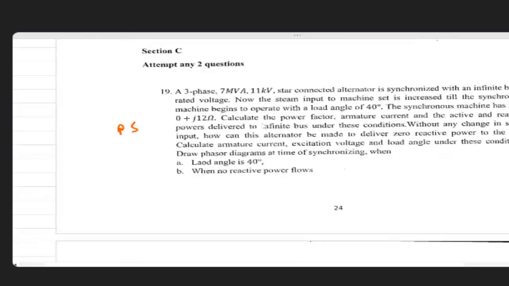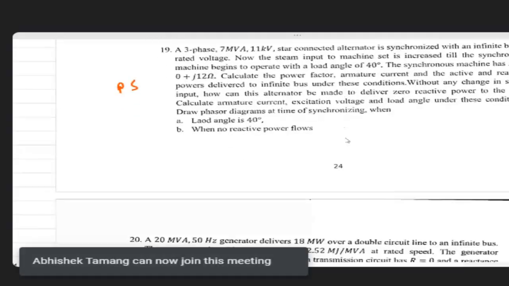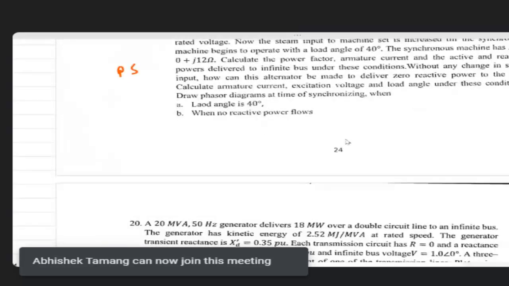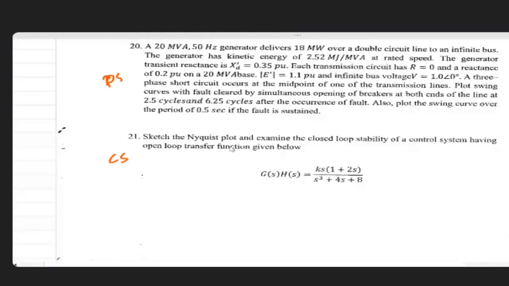And section C, you can see only 2 questions, 25 marks. Question number 19 is from power system. It looks like a very lengthy question, but it is not that lengthy. You can solve it within a few minutes. Okay, question number 21 is what? You have to draw only the Nyquist plot for this transfer function, the open loop transfer function.